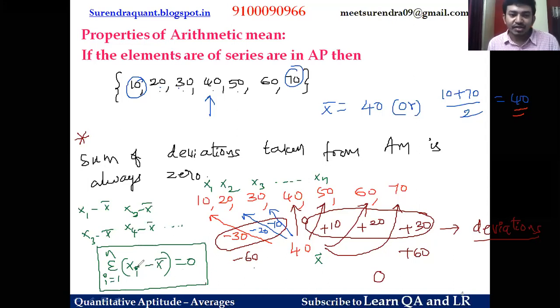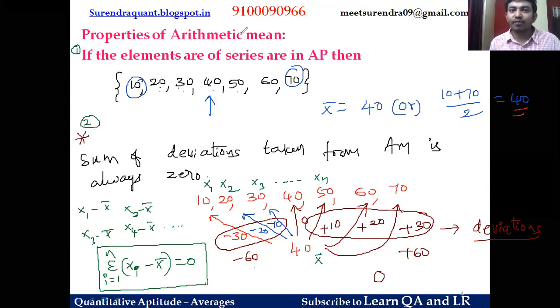So understood? This question has come many times, so please try to understand this. What is the property? The sum of deviations taken from arithmetic mean is always 0. It not only works out when the elements are in AP, it works for any numbers. You can check any random numbers. That is the basic definition of average, guys. So the middle term means the mean value. To exist as an average, the sum of deviations should always be 0. Okay, so this is the second property.